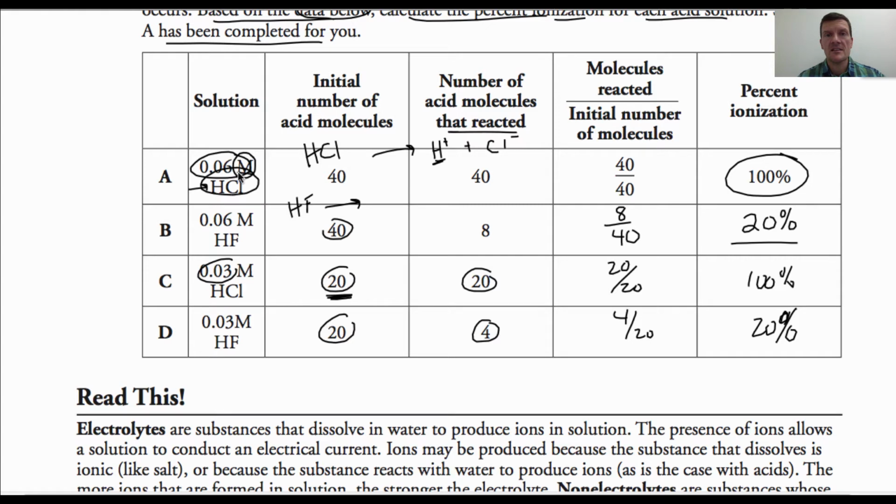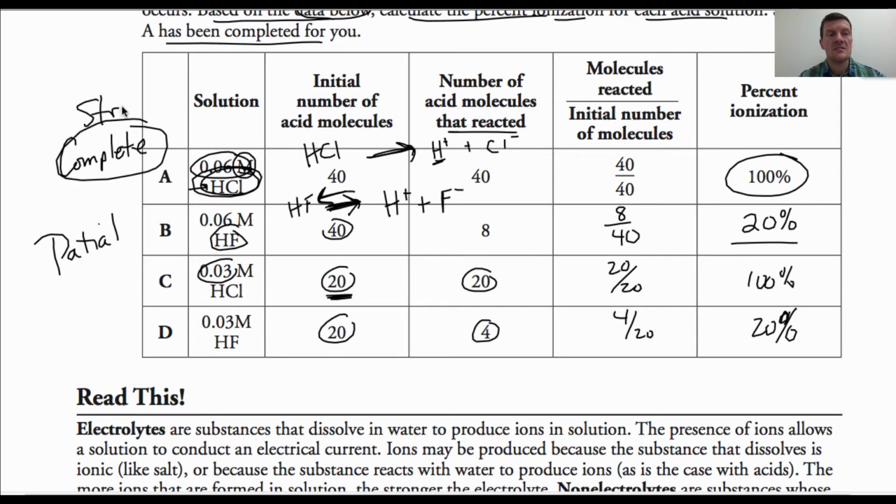Okay? So, as I mentioned before, when you looked at Model 1, you noticed that the HCl created a lot more ions. All of them broke apart into ions, whereas with the HF, only some of these are going to break apart into ions. In other words, some of them are going to turn back into HF. That's why we're going to have a reversible reaction here, whereas HCl is only one direction. This is a complete ionization. HF is only a partial ionization. This complete one we say is a strong acid, and this partial is called a weak acid.